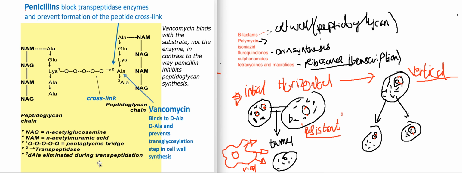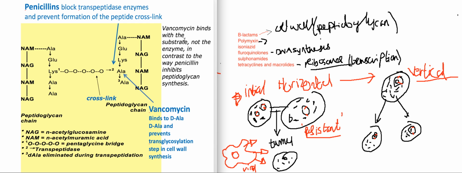Now, the difference is that normal penicillins block the pentaglycine bridge. So this is the pentaglycine bridge. They prevent transpeptidation from occurring, so therefore there's no cross-linking. Vancomycin binds with the substrate, not the enzyme. So most penicillins usually block the transpeptidase enzyme, which catalyzes the formation of this. They don't directly affect this, they affect the enzyme which forms these bonds.